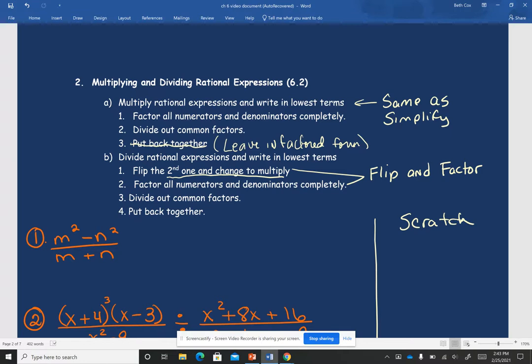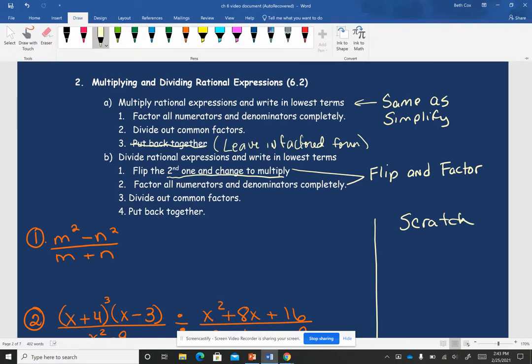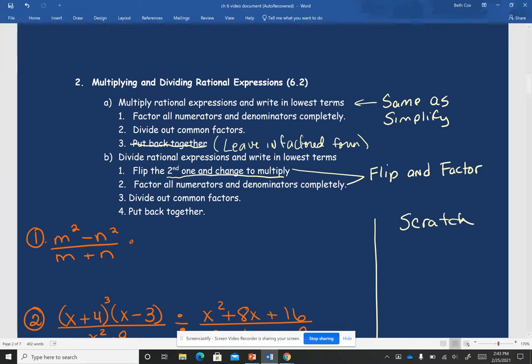So this first one is just a simplify problem. It's not a multiply problem. I don't know what happened to the multiply problem. Maybe we could make it a multiply problem. Let's change it. Let's make it a multiply problem. Nope, let's don't. Let's just do it.